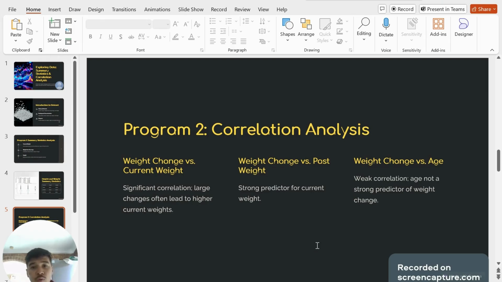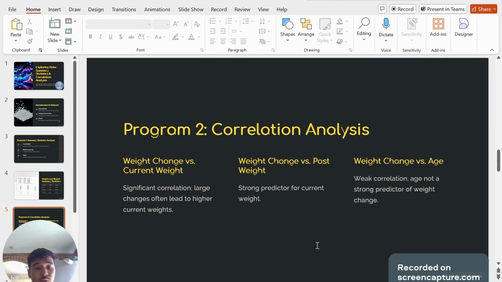Program 2: Correlation Analysis. Program 2 dives into correlational analysis, which is a way to see how different variables relate to each other. Here, I looked at how weight change relates to current weight, past weight, and age. Here's what we discovered. There's a strong link between current weight and weight change, meaning that people who experience large weight changes tend to have higher current weights.